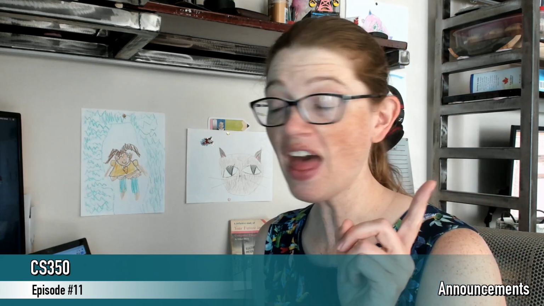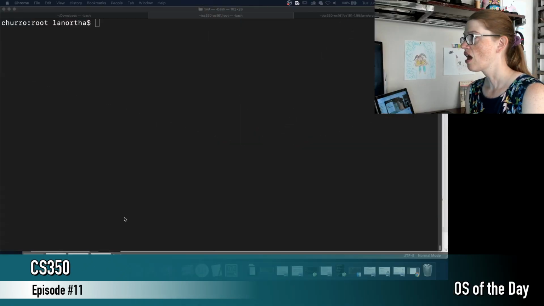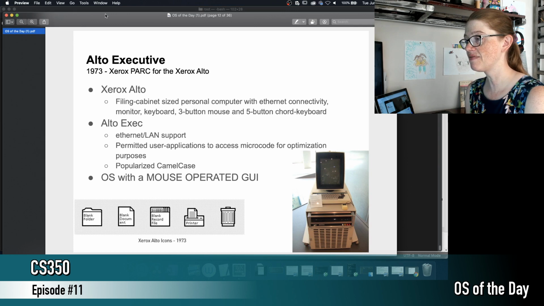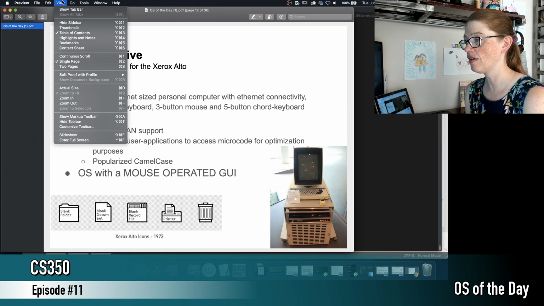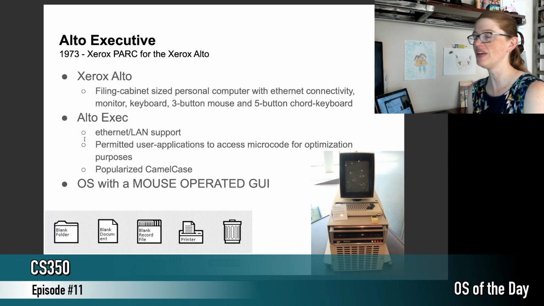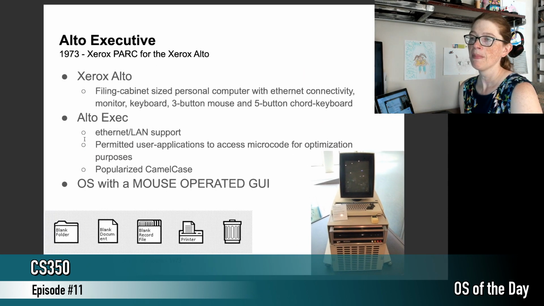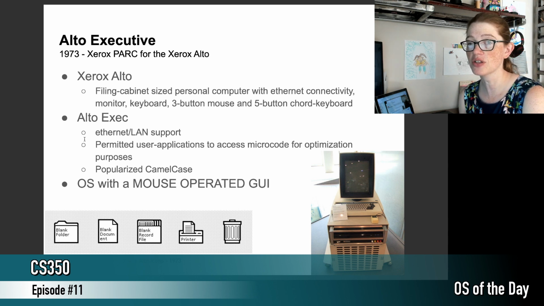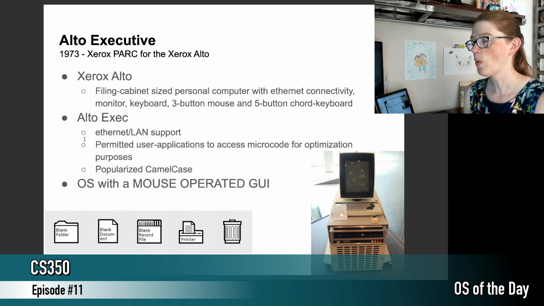All right, so before we do that, let us talk about the OS of the day. Today is a very special episode of the OS of the day. We're talking about one which some of you may have heard of and some of you may not have. It's called Alto Executive. Alto Executive is a product of a very famous place known as Xerox PARC. This was released in 1973.